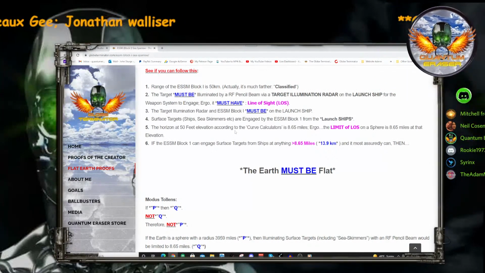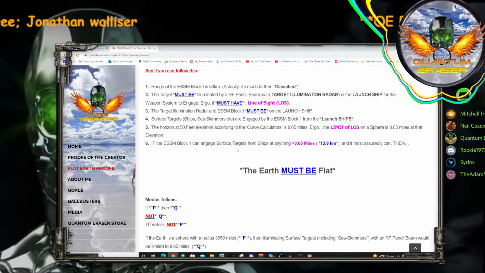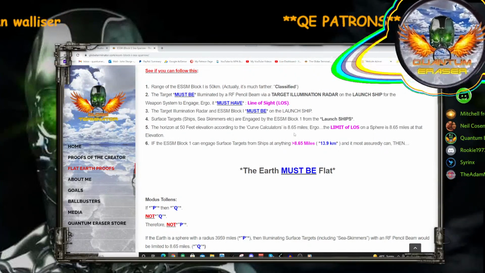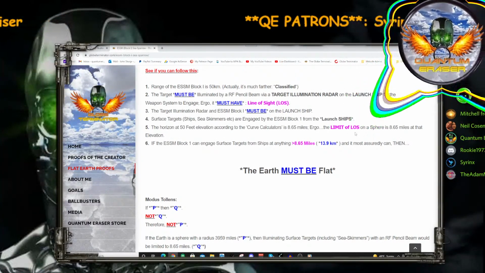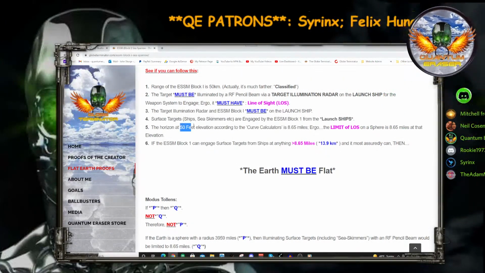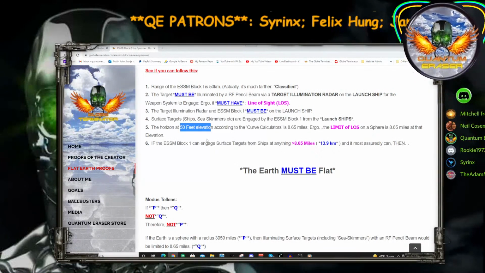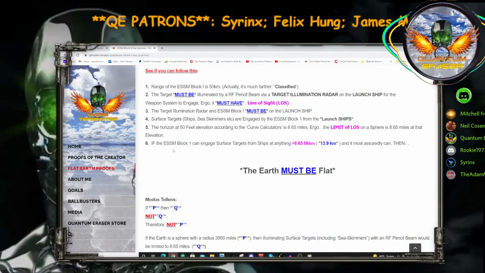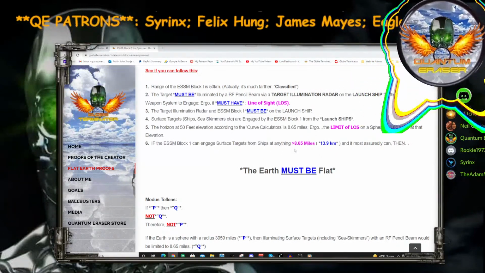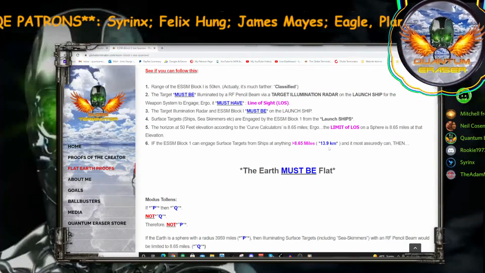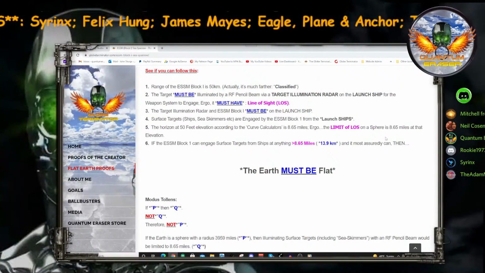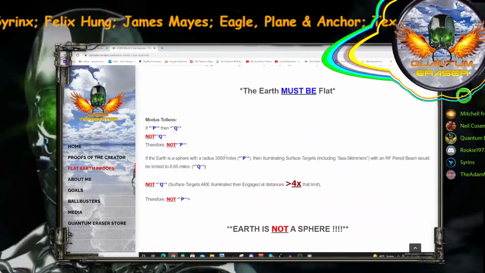The horizon at 50 feet elevation, according to the begging-the-question, proof-of-nothing, perspective-hijacking Earth curve calculators, is 8.65 miles. Ergo, the limit of line of sight on a sphere is 8.65 miles at that elevation. It'll change slightly with higher elevations, obviously. If the Evolved Sea Sparrow missile Block 1 can engage surface targets from ships at anything greater than 8.65 miles, that's 13.9 kilometers, and it most assuredly can, then the Earth must be flat.